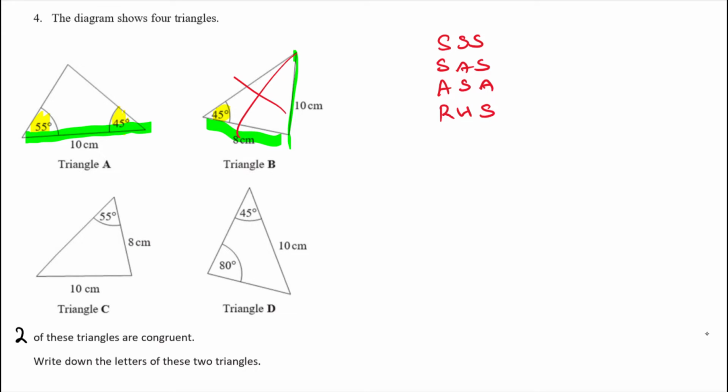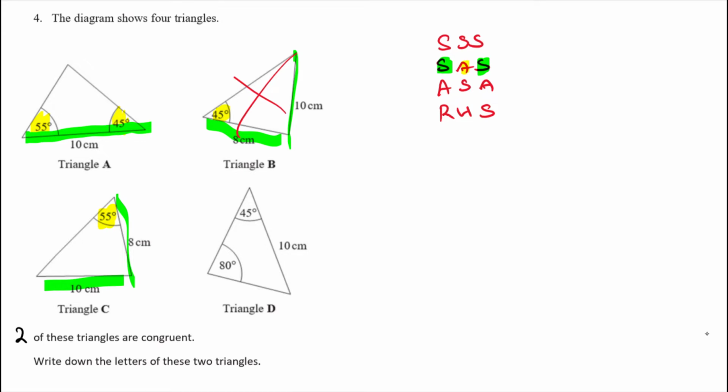Okay, now the third one, again, I've got 2 sides and an angle, but again, the angle is not the included angle, so it's not side, angle, side, because with side, angle, side, you have to have the 2 sides and the angle in between, and that angle is not.